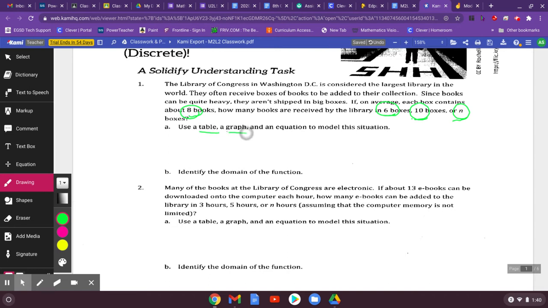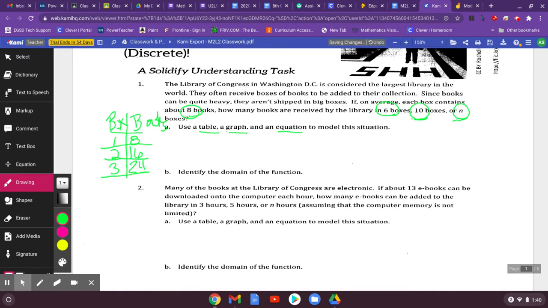We need a table, a graph, and an equation to model this. So just like last lesson, we need all 3 of these. And then we're going to identify the domain. So let's start with our table. So the table, I'm going to put over here. We want boxes and we want books. So one box has 8 books. If we get a second box, we're going to have 16 books. Third box will have 24, and so on.